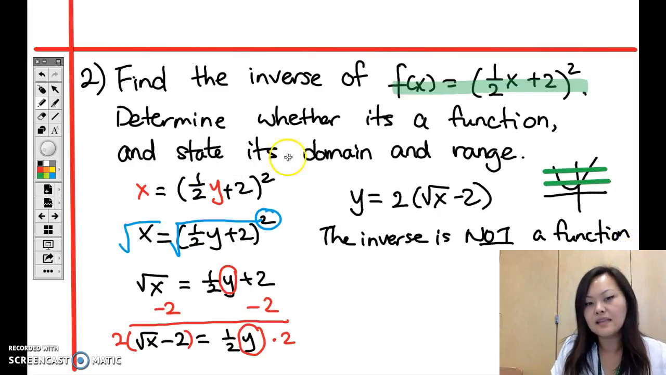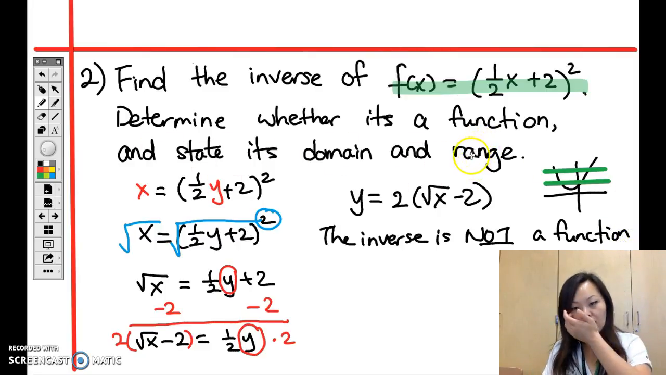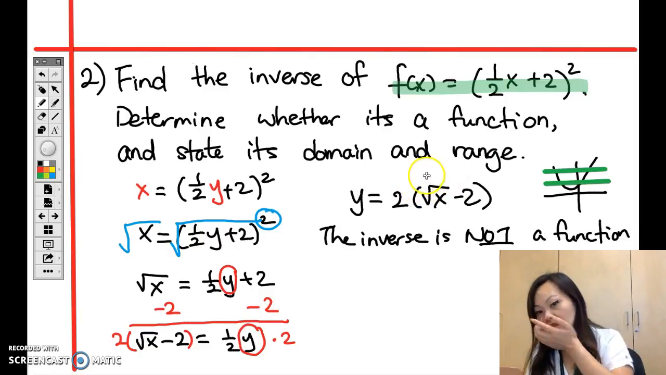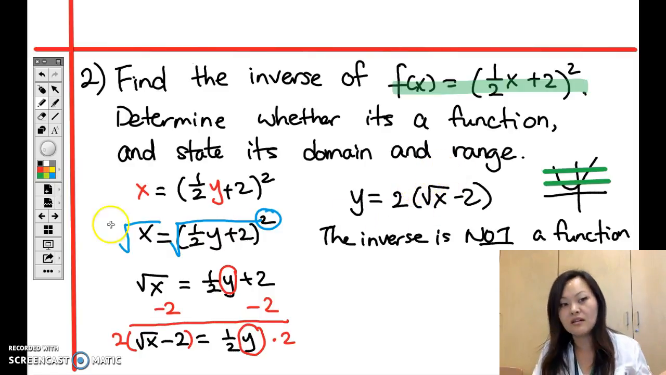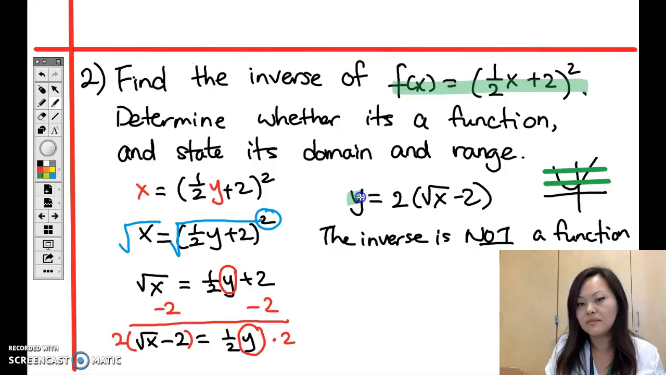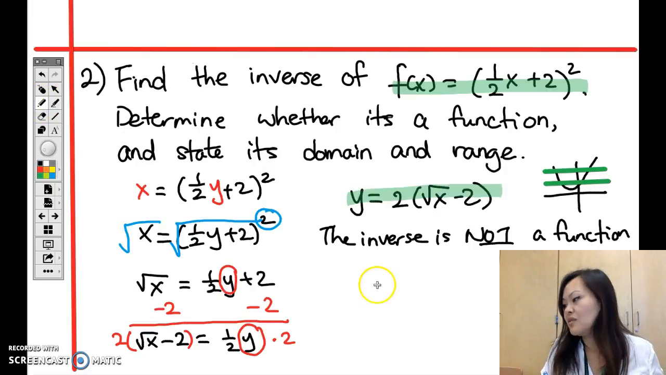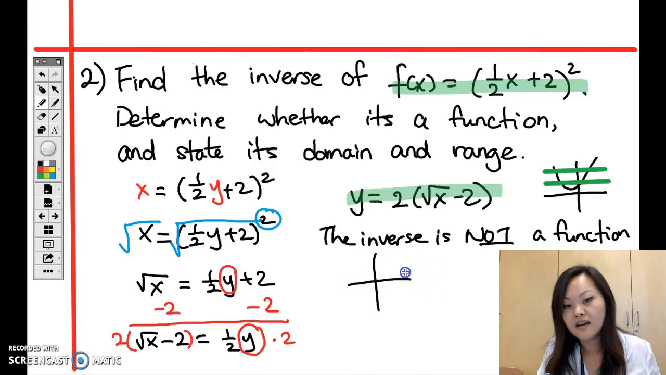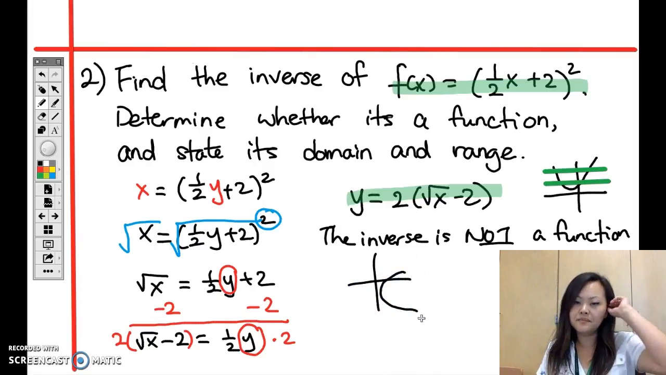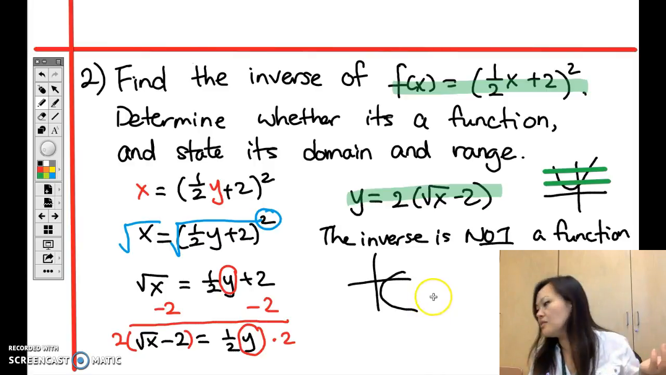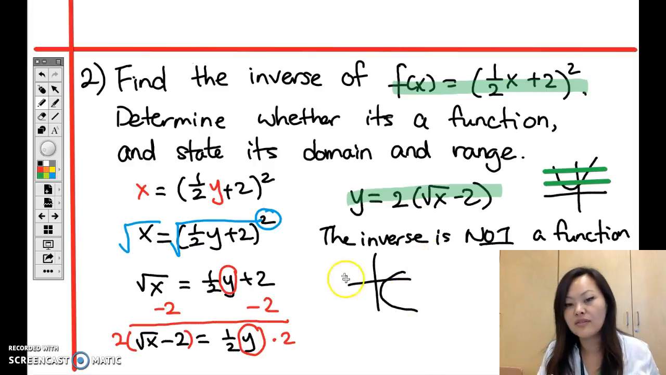Then finally it says state the domain and range. For the domain and range, what you have to do is graph this one. And when you graph that on Desmos, you will see that it looks something like this. So what do you think the domain and the range is?